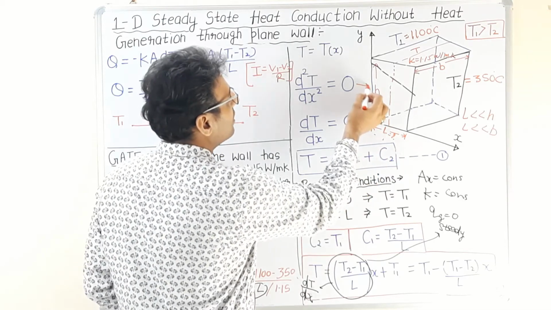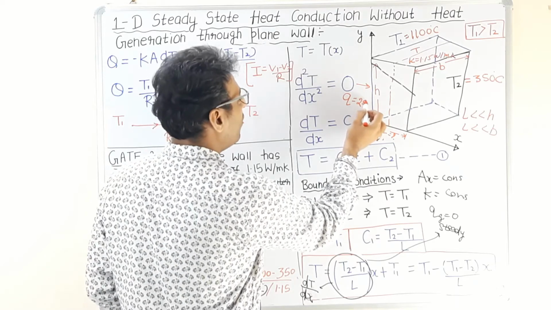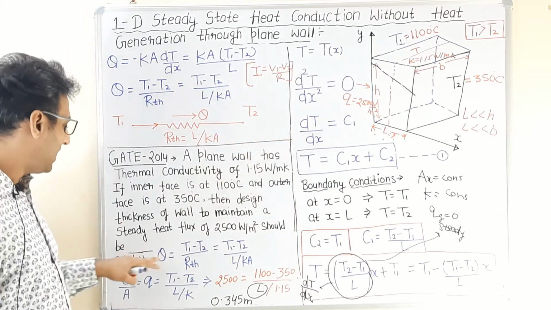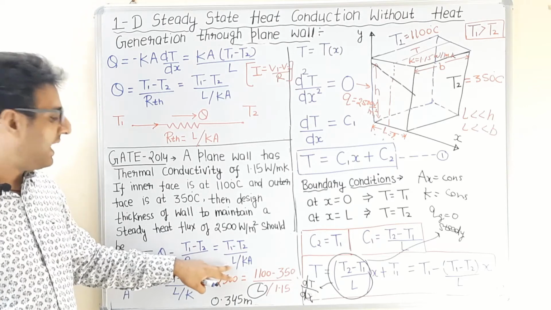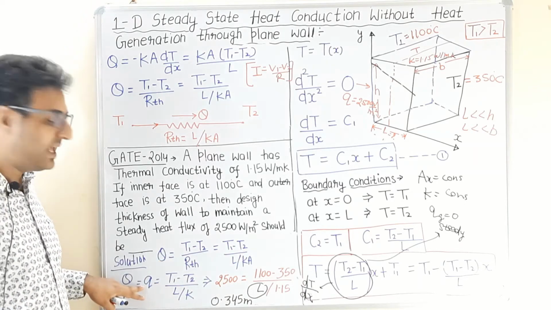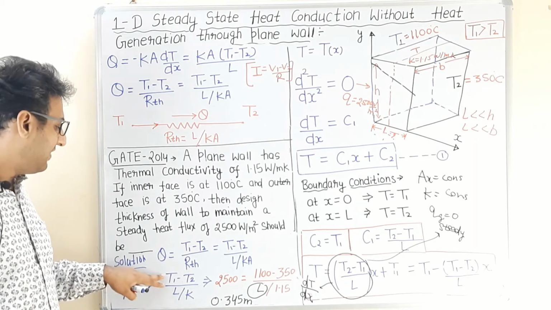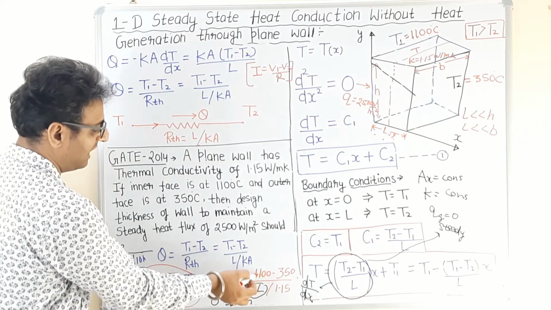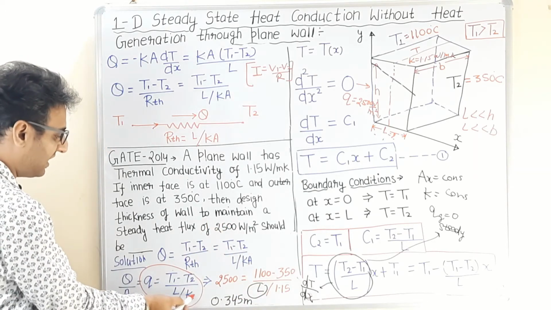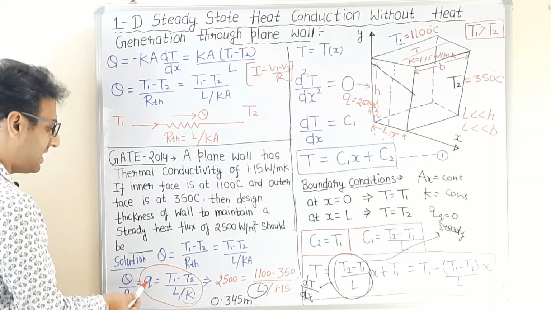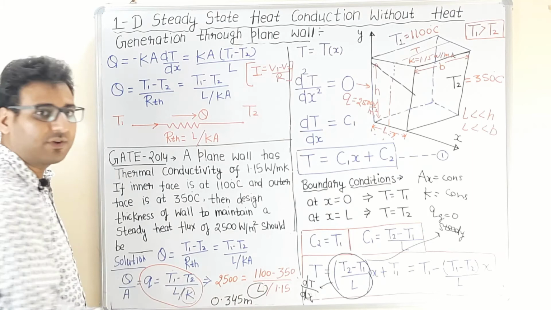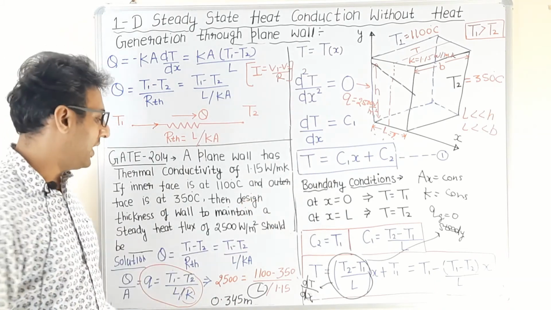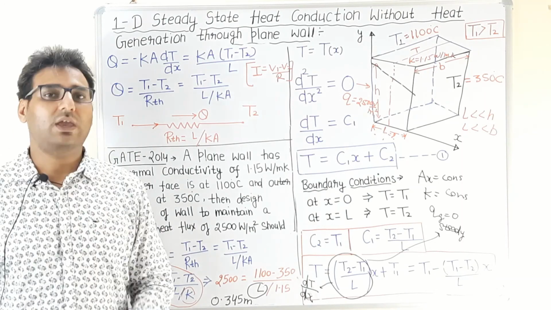To maintain a heat flux q of 2500 watts per meter square, we need to determine the thickness of the wall. As we already know, heat transfer rate is given as (T1 minus T2) divided by L by KA. So heat flux, which is heat transfer rate per unit area, will be given as (T1 minus T2) divided by L by K. In this formula, we know everything: T1 is 1100, T2 is 350, thermal conductivity K is 1.15, and heat flux is 2500. The only unknown is L. After solving, we will get the value of L as 0.345 meter. It means the thickness of the wall should be 0.345 meter. Okay, we will stop here. Thank you everyone.